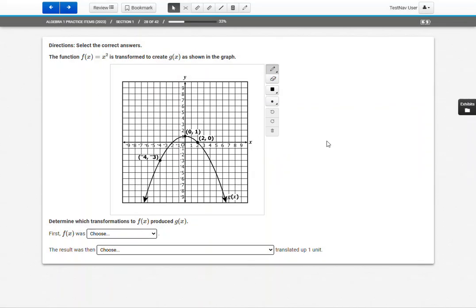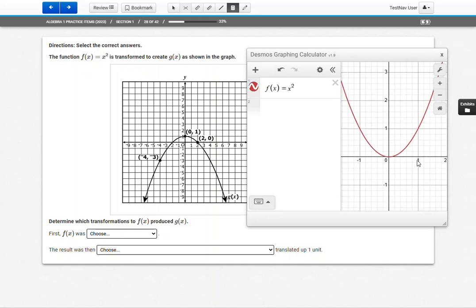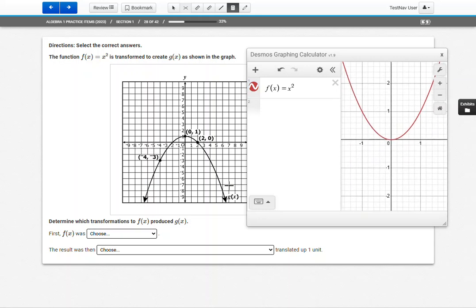All right, number 28. The function f of x is equal to x squared. Let me show you what x squared looks like. It's a parabola right there, and then we have another parabola here. Determine the transformation. You can see that the transformation here is definitely going down. First, f of x was reflected over the x-axis. A reflection over the y-axis would mean that it flipped this way, but it flipped upside down. So it's definitely a reflection over the x-axis.